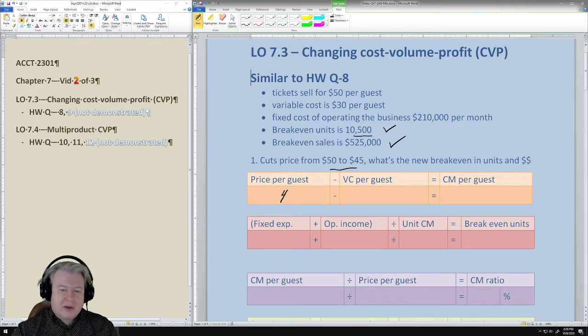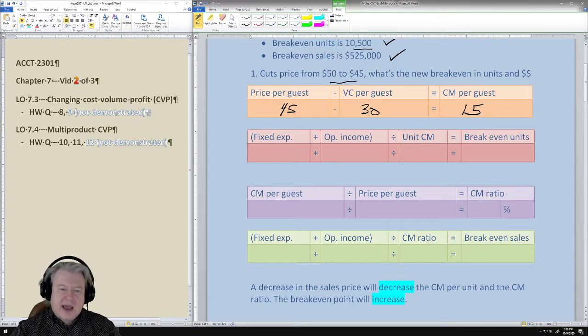So we figured it out just like we did before. We have the new price. We still have the variable cost of 30, and the contribution margin is 15. You could see previously the contribution margin was 20. We figure this out like we did in the last video: 210,000. And we're still looking at no profit. We're not interested in a certain profit level, just what's the break-even. We carry this down, and our break-even units ends up being 14,000.